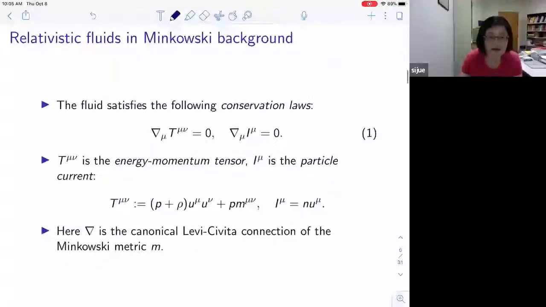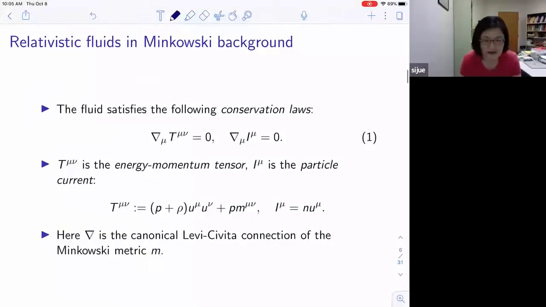Okay, so the fluid satisfies conservation laws. At first, there is conservation of energy and momentum, where the energy-momentum tensor is given by this formula: (p plus rho) u u plus p m. The particle current is given by the number density times the velocity, and we also have conservation of the particle current.